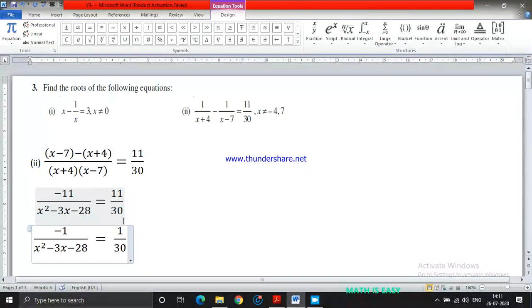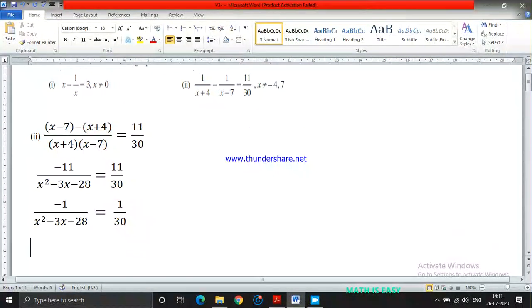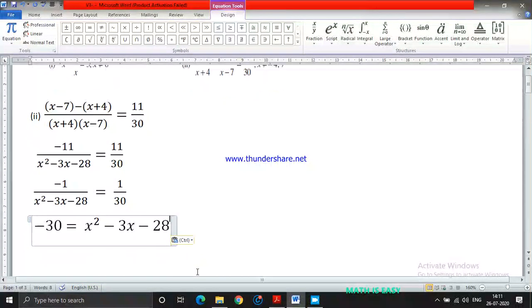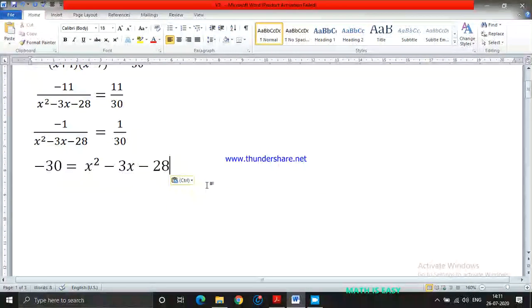11 ones are 11. Now you can do the cross multiplication. This 30 will multiply with minus 1, and this denominator will multiply with this numerator. So what do you get if I multiply? Minus 1 into 30 is minus 30, which is equals to x square minus 3x minus 28. If I simplify further, you will get 0.